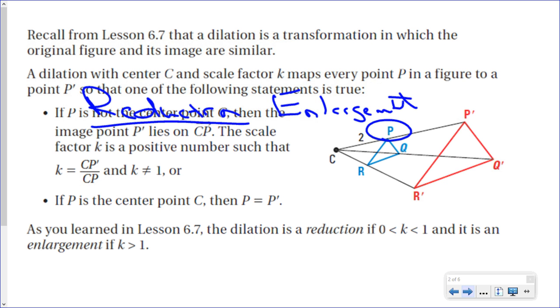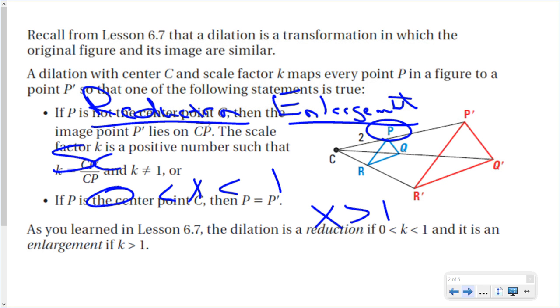Under the reduction, if your scale factor is between 0 and 1, that is a reduction. If your scale factor is larger than 1, that is an enlargement. So if I say the number 2, that is an enlargement because it's greater than 1. If I say the number 1/2, it's between 0 and 1, that is a reduction. Now it's a multiplier, so if I say 1/2, you're going to take the original object, multiply it by 1/2, and it'd be half as big. If I say enlargement and I say it's 4, it would be 4 times as big.